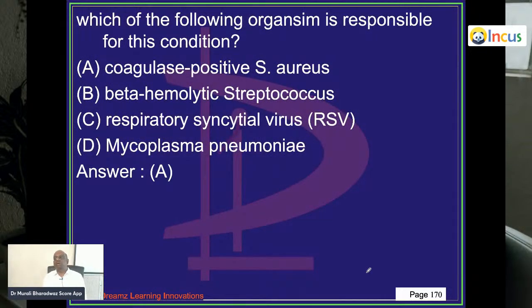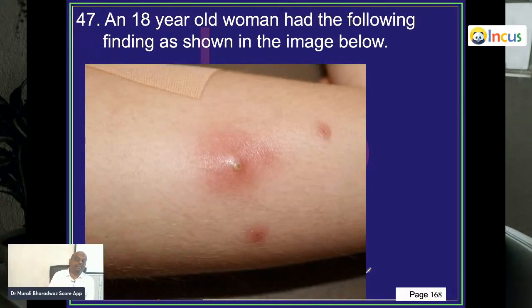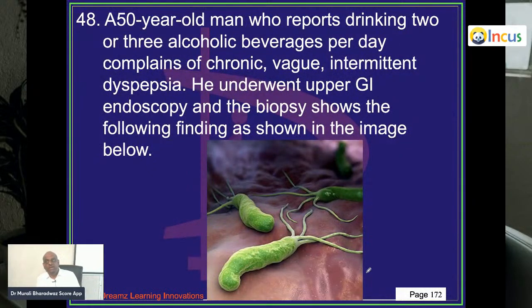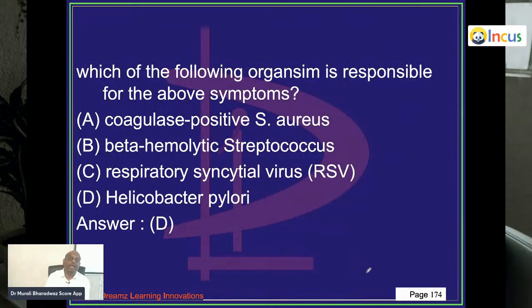An 18-year-old woman, you are seeing a finding. What is this? Coagulase positive Staphylococcus aureus, which is leading to furunculosis, is what you need to remember. A 50-year-old man drinking 2 to 3 alcoholic beverages per day. He underwent upper GI endoscopy. And what do you see here, doctor?